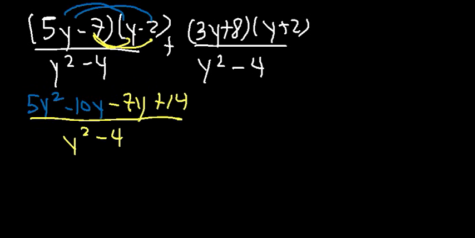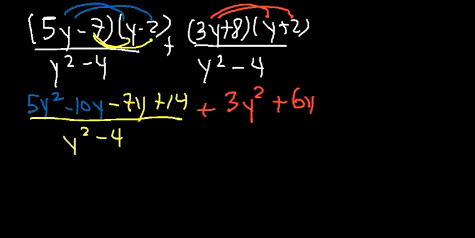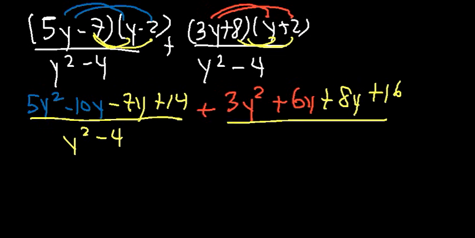Now for the other fraction, 3y times y, that's 3y squared. 3y times 2 is 6y. And 8 times y is 8y. 8 times 2 is 16. And we still have y squared minus 4 on the bottom.